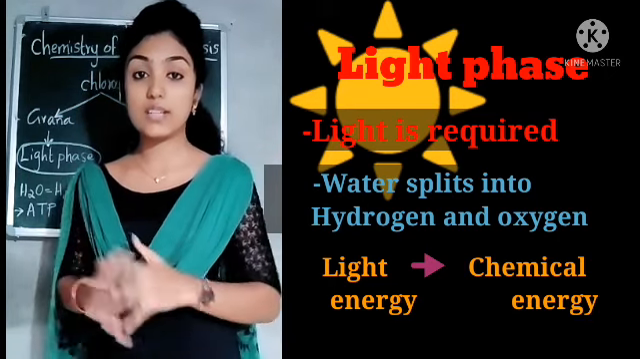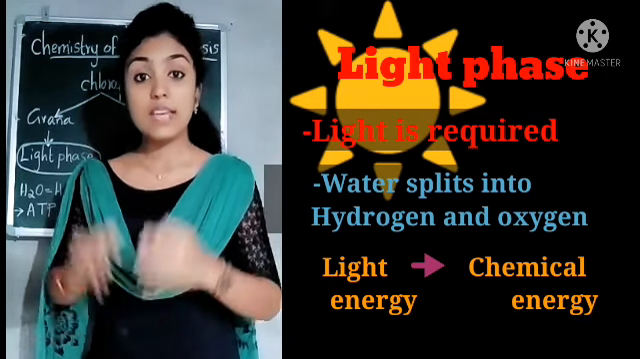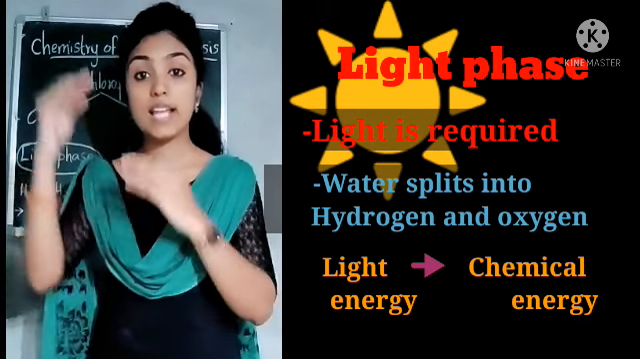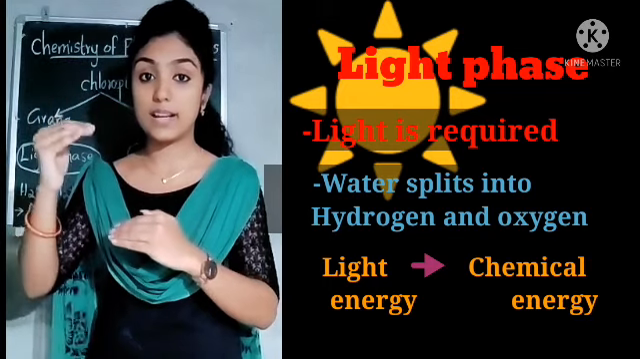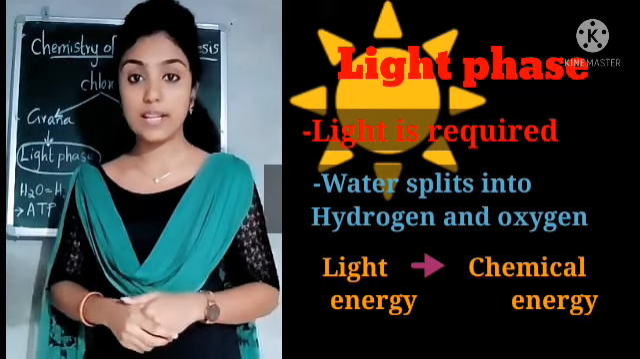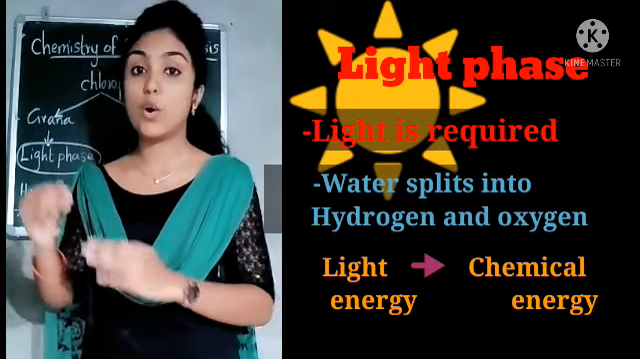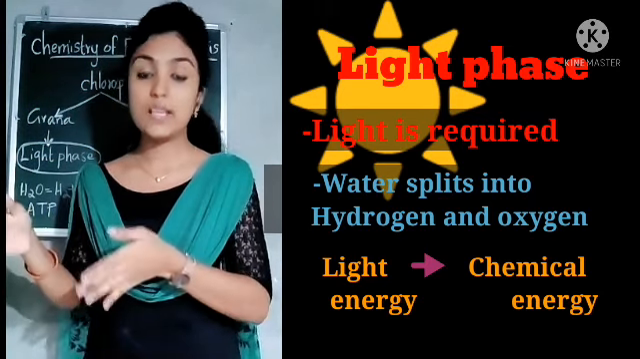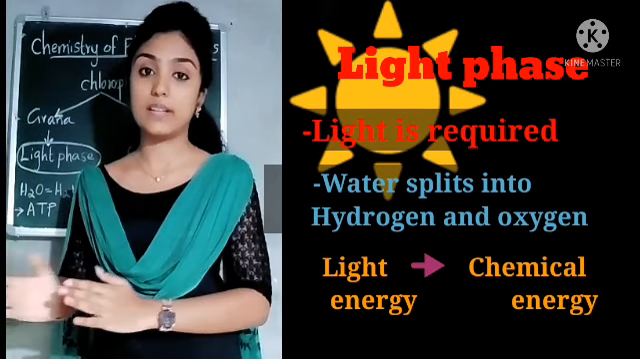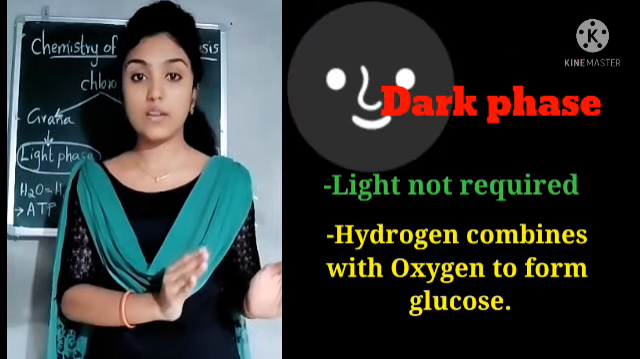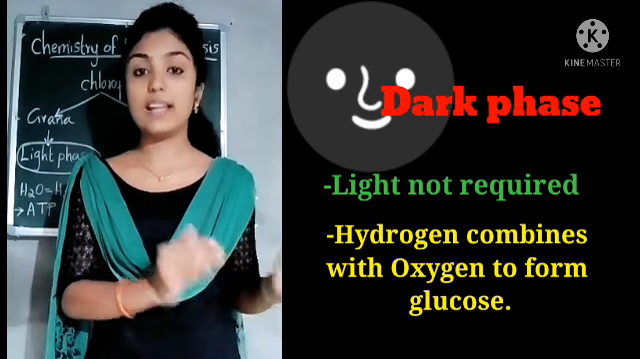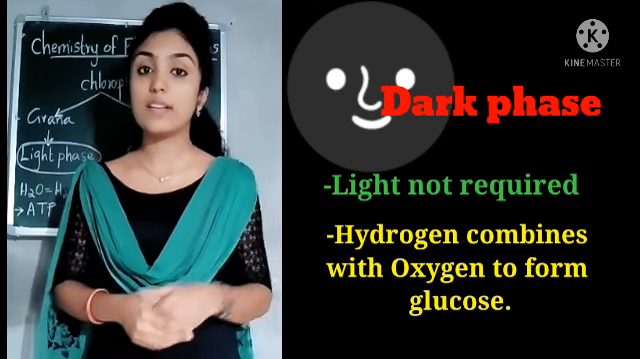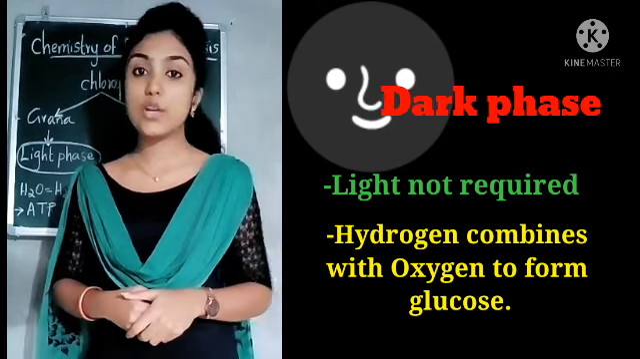The other change that happens in the light phase is that ATP is produced. How is the ATP produced? The light energy, or the energy from sunlight, is converted into chemical energy and it is stored in the form of ATP. Now, by all these three steps occurring, the light phase is completed. Then the next phase is the dark phase. In the dark phase, light is not required. From the name itself, we can understand that light is not required.